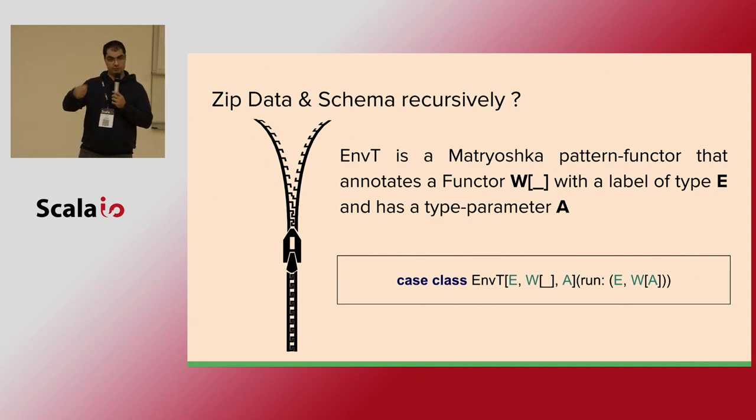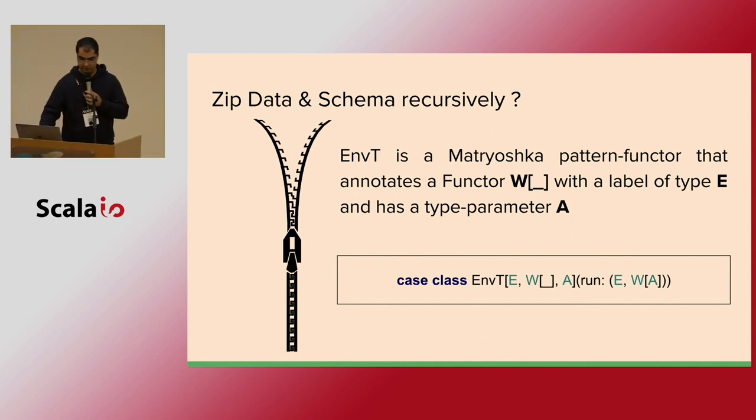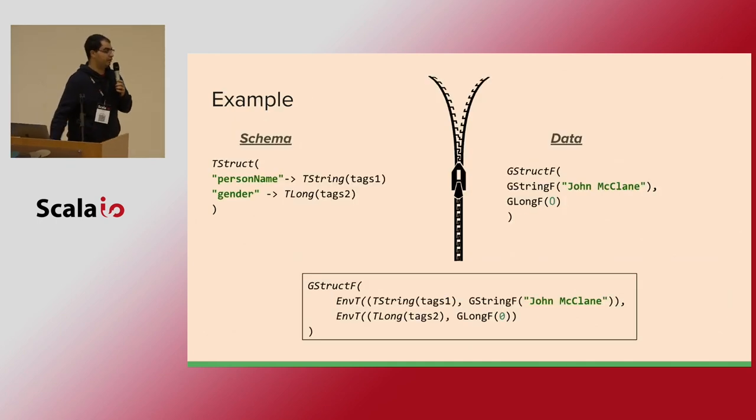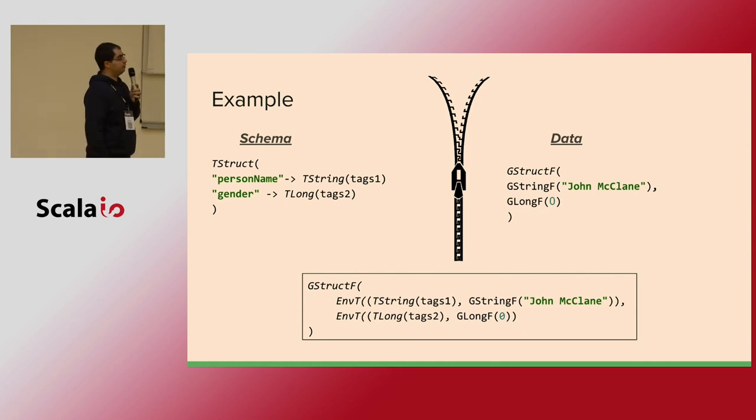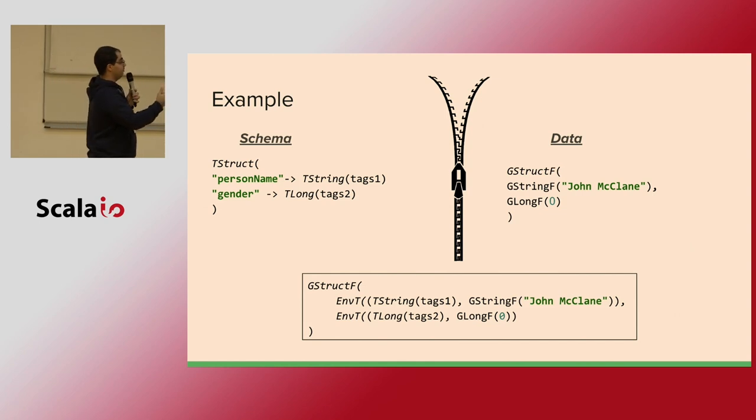It's actually going to be used with the intermediate results that your computation defines. So we're going to use this FT, but still we need a way to do this zipping. For example, if I have a schema with a person name and the gender, which is a string with tags 1, and the longs with tags 2, because the semantic tags and the type are basically what interest me most. And if I have the corresponding data with the string F, which is called John McClane, because why not?